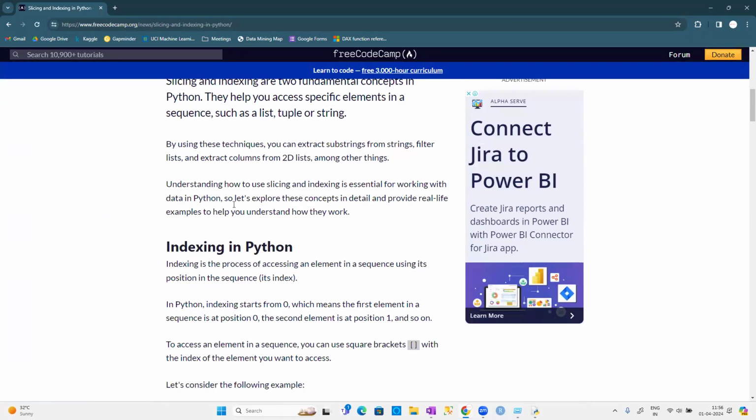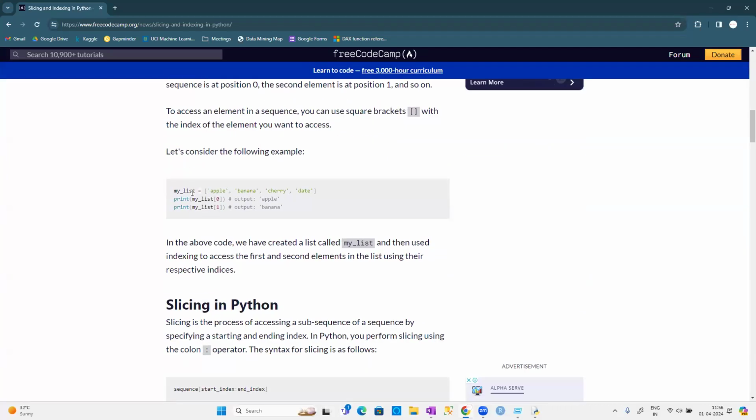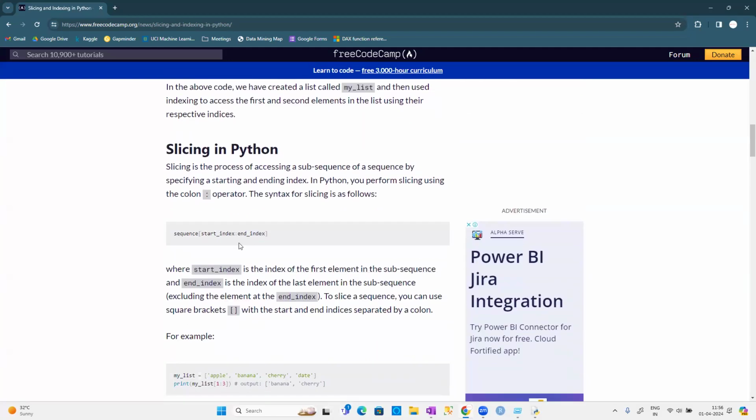Okay. So this is indexing, what we can see. Can you see, guys? My list. They have taken a list of strings: apple, banana, cherry, and date. So my list of 0, 0 means apple will come. My list of 1, banana will come. What is the starting index? What is the ending index?